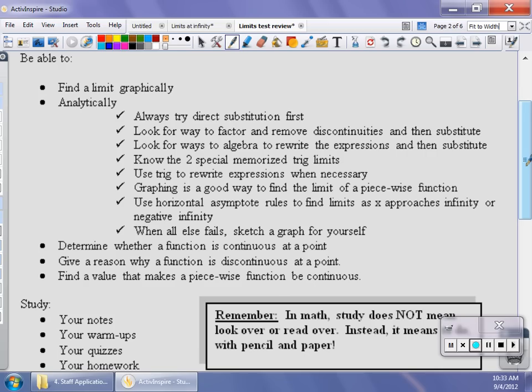You need to be able to determine whether a function is continuous at a point, and very importantly, you need to be able to give the reason why a function is not continuous at a point. And remember, there are three reasons.